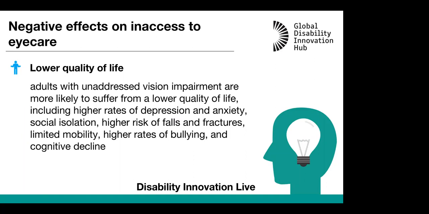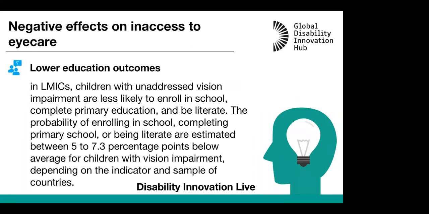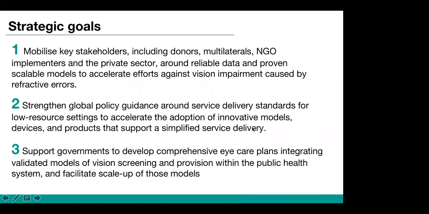Very importantly, uncorrected vision impairments have a high impact on quality of life. Studies show that persons with vision impairments have a higher risk of depression, anxiety, and social isolation, and the social isolation can often lead to cognitive decline as well. Lower education is also something that we are very aware of at UNICEF, and something that we strongly combat through our country offices. Vision impairment is one very important route to lower education outcomes. Next slide, please.